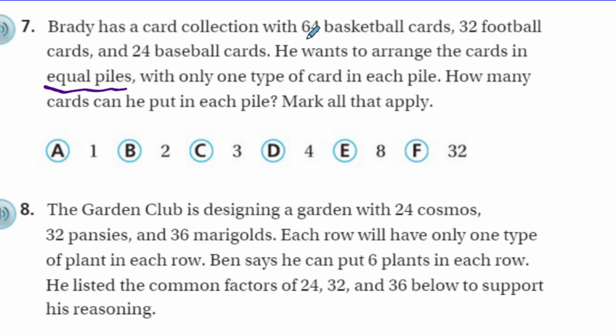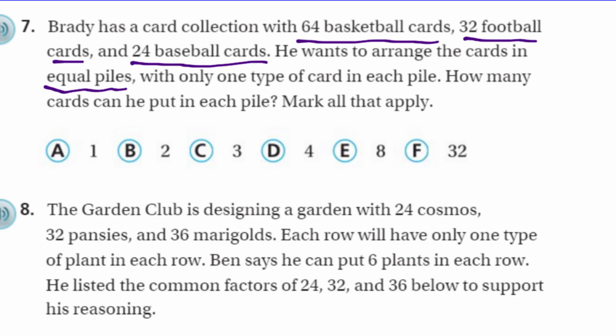I love that. We have 64 basketball cards, 32 football cards, and 24 baseball cards. He wants, okay, so we already read that. And we have to have equal piles. That means you have to have the same number of piles for each type of card. It's kind of a confusing question when you think about it.